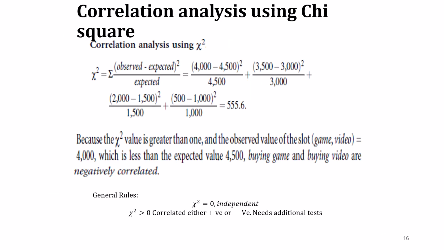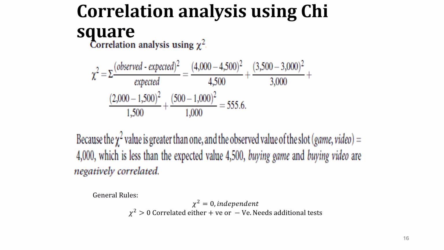The correlation analysis using chi-square: the sum of observed value minus expected value, whole squared, divided by the expected value. The result after calculation is 555.6. So the value is greater than 0, and the observed value of the slot game, video is 4000, which is less than the expected value 4500. Buying game and buying video are negatively correlated.